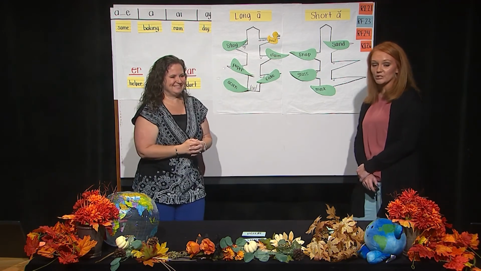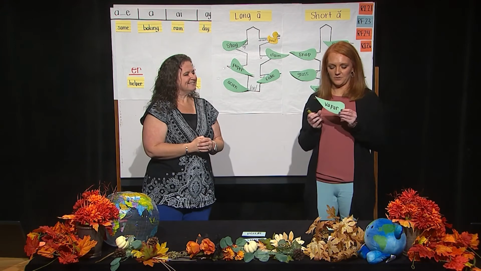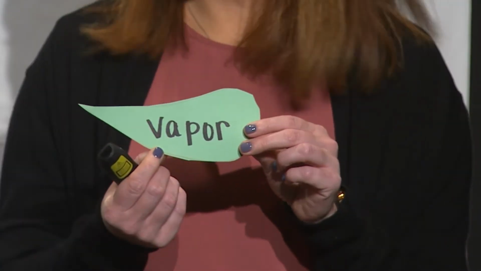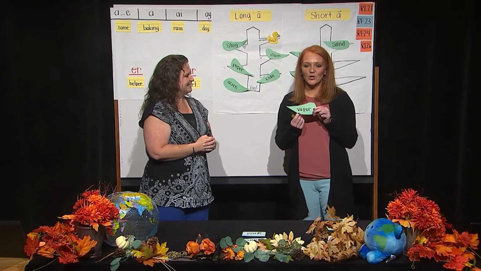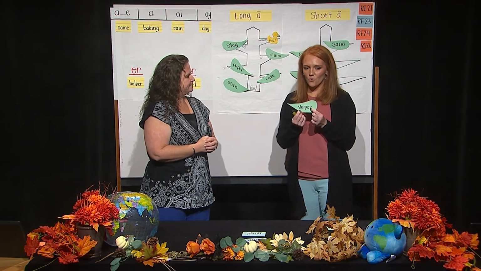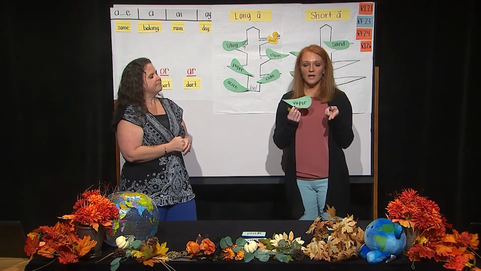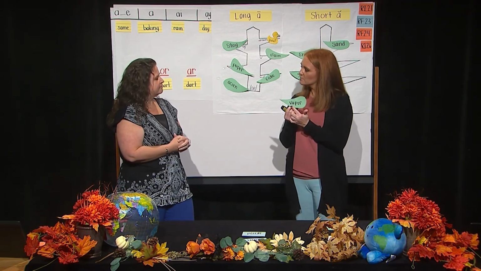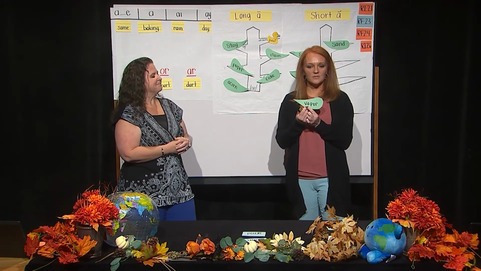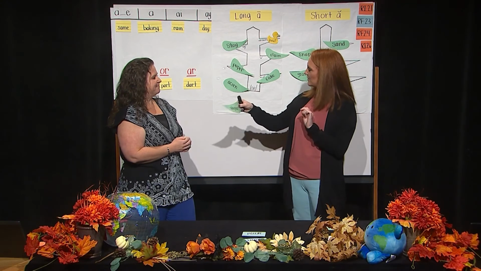Okay, we have two more words. I have the word vapor. What sound do you hear? I hear the long A, but I also hear our controlled sound, R, in vapor. Because it's a two-syllable word, we have two vowel sounds. But let's focus on our A sound. How's it spelled? Single A, right? I'll give it to Miss Amanda.